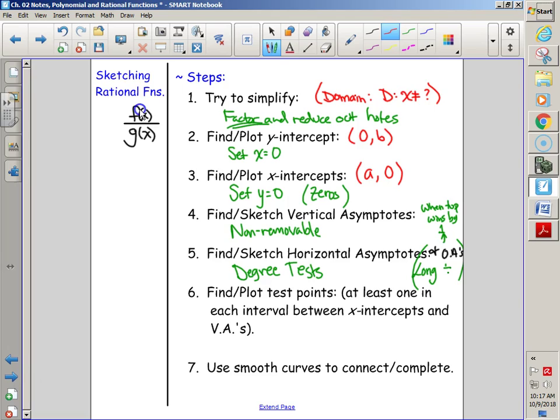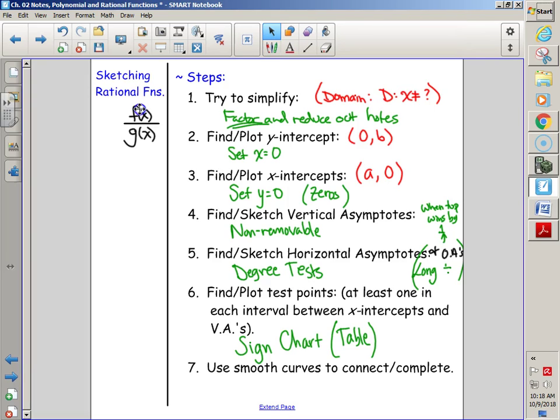Find and plot test points. Oh, hey, it's just like what we did last time with the table. What did we call that table? Do you guys remember? Yeah, I think you almost had it. Sign chart. The table with the intervals and the test points. And then connect everything that you think should connect. I mean, don't go connecting over a vertical asymptote. We're in big trouble. Don't go connecting over a horizontal asymptote. We're in big trouble. But use smooth curves to connect what you have.